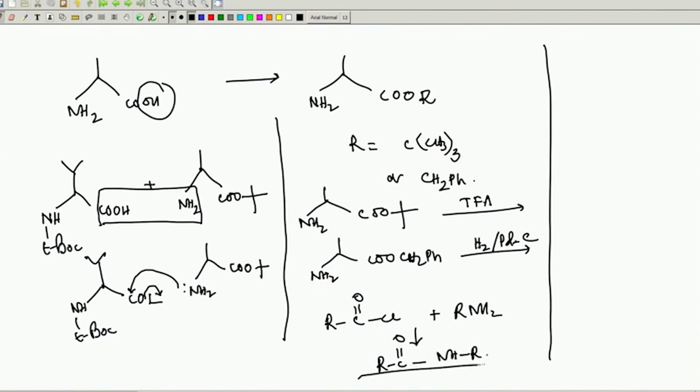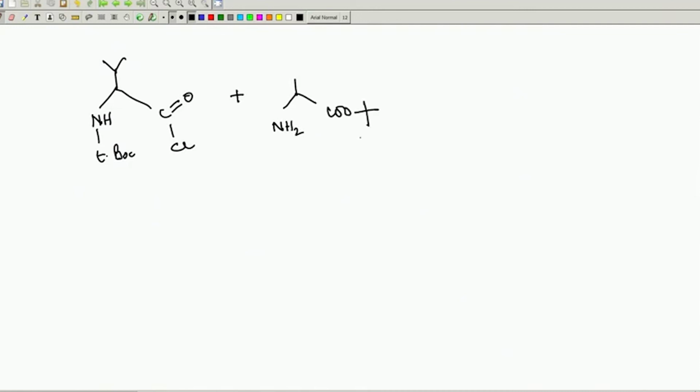Those who have done this amide preparation know that it immediately forms the amide bond. Okay. So, initially, what was tried to couple these amino acids was to convert the carboxylic acid into your RCOCl, with NH-Boc and the valine here, plus the amine NH2 of alanine, protected as the t-butyl ester.